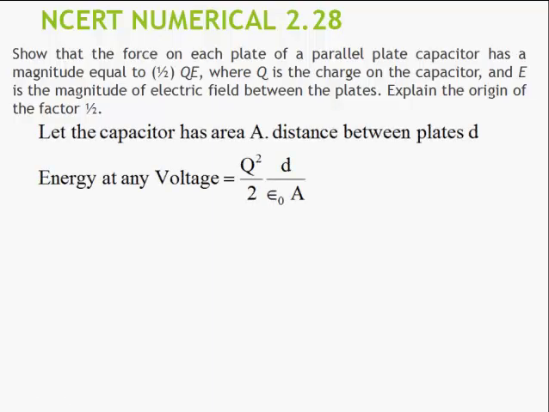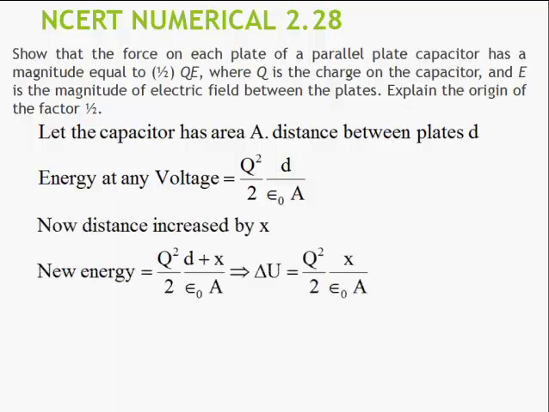We are saying the capacitor has the area A, distance between the plates is D. So energy at any voltage we are trying to find is Q square by 2 epsilon naught A by D. Okay, Q square by 2C. Now we are taking the condition that the charge is not changing. That means once the capacitor has been charged, battery has been disconnected. Now I try to increase the distance between the plates by some amount, let's say D plus X.